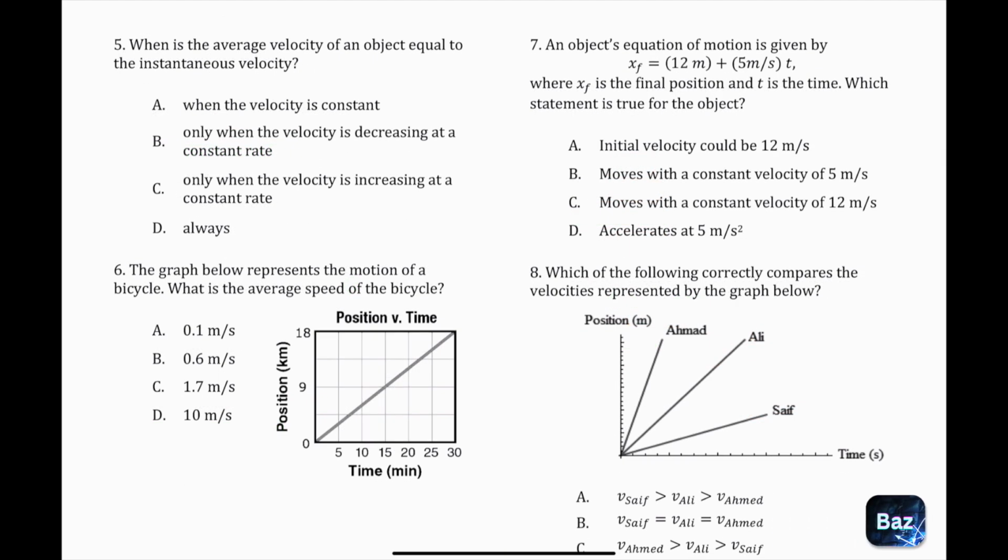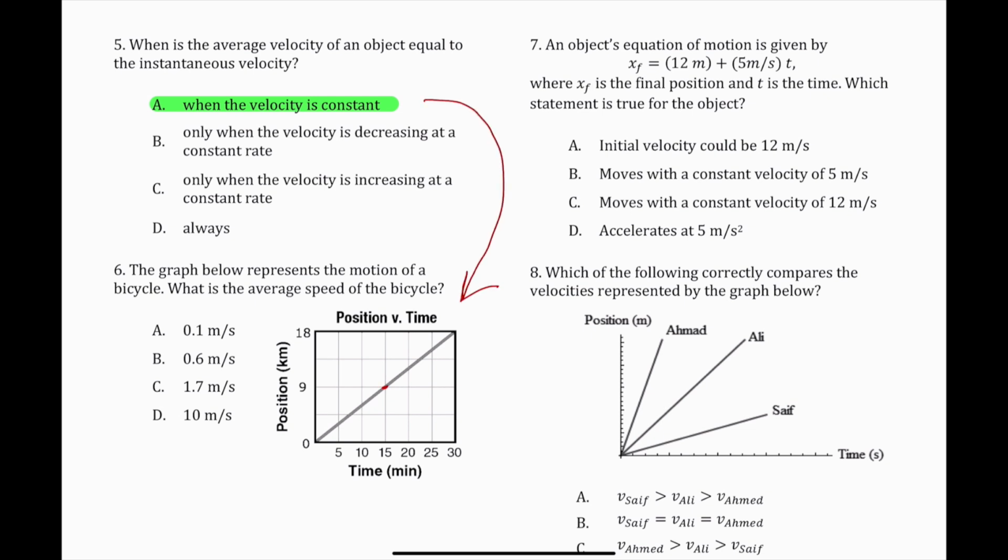5. When is the average velocity of an object equal to the instantaneous velocity? A, when the velocity is constant. Yes, this answer is right, as in this graph here.